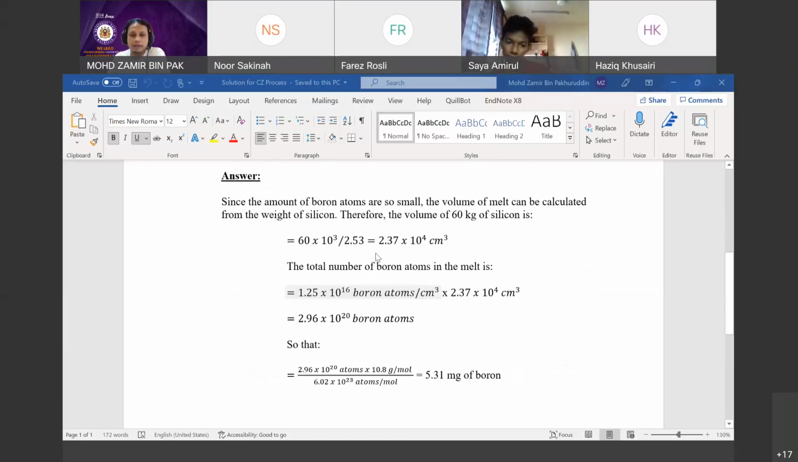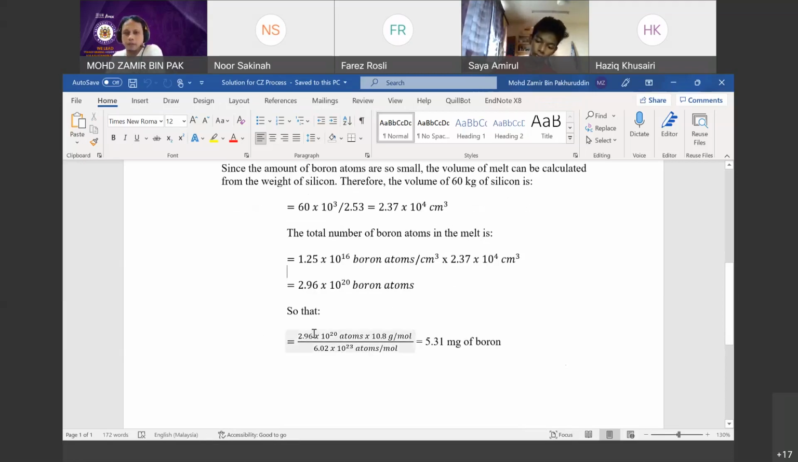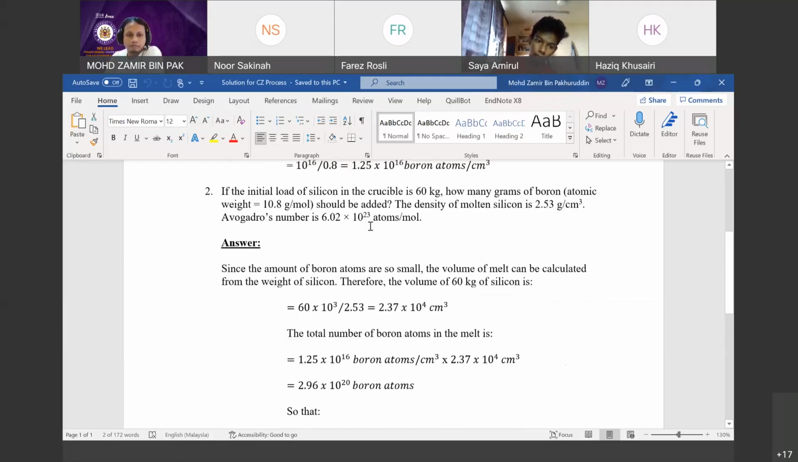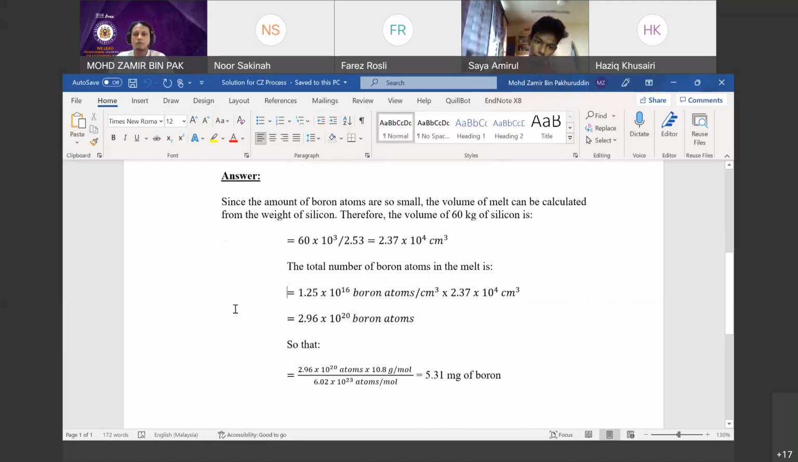The rest are exactly the same as your other calculation steps. Take 60 kilos and divide by 2.53 to get the volume. The difference is only here, 1.25 times 10 to the 16, to get the final boron atoms before you convert that into weight. The rest is the same: use Avogadro's number and the atomic weight of 10.8, and the answer will be 5.31 milligrams of boron to be added into the melt. That's the only difference. I guess that's clear.